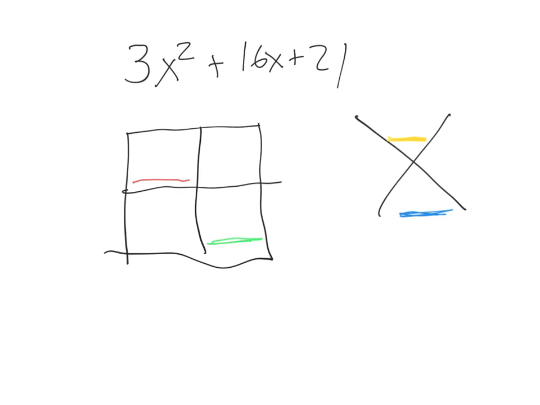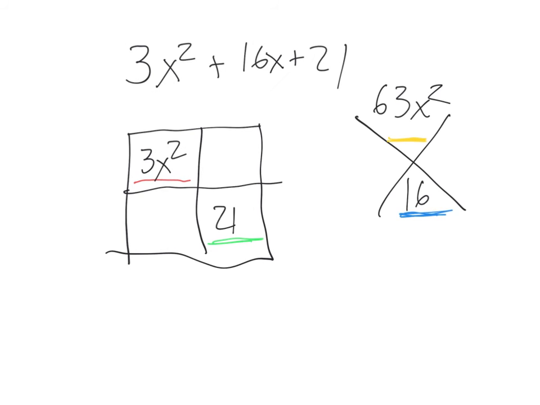Okay, so what term goes where the red line is in the top left? Get my quadratic, so 3x squared. And then the green line, I should get 21. On the blue line, I should put the... Okay, and then what do I need to do with the quadratic and my constant? I need to what? Multiply. And so I get 63x squared.